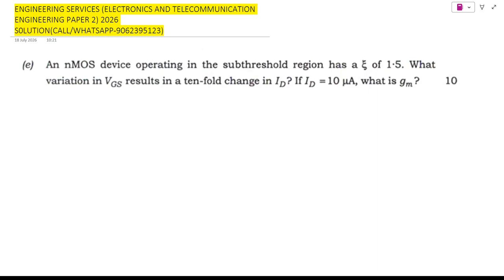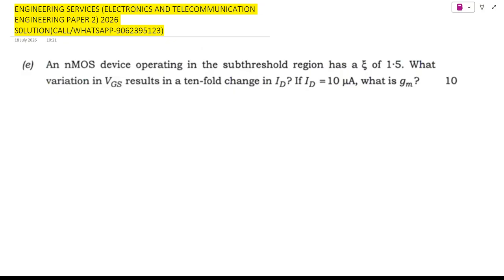Today we are solving a very interesting MOSFET question from the Engineering Services Examination 2026 Electronics and Telecommunication Engineering Paper 1. ESE questions on analog electronics are designed to test conceptual understanding rather than memorization. In recent years, the UPSC has focused more on modern MOSFET concepts such as sub-threshold conduction, transconductance and low power CMOS design, because these are highly relevant in VLSI and semiconductor technology.